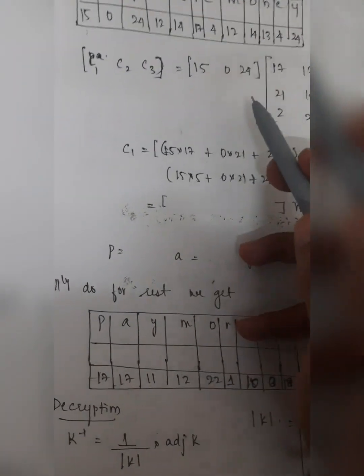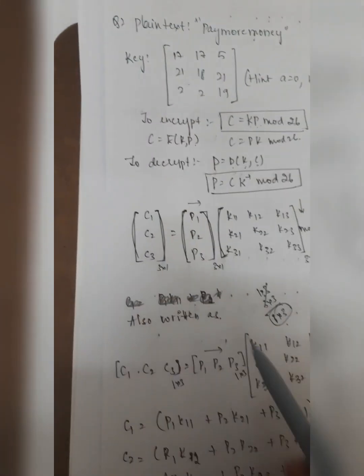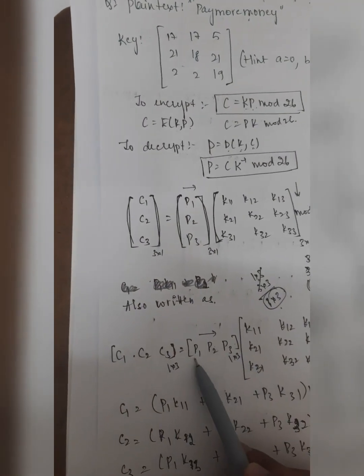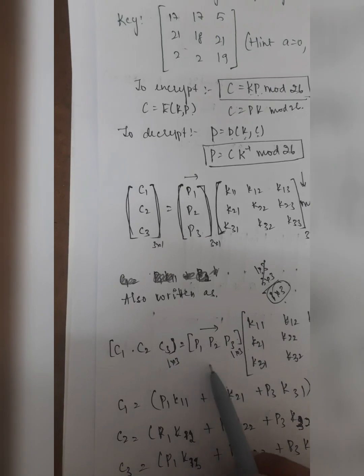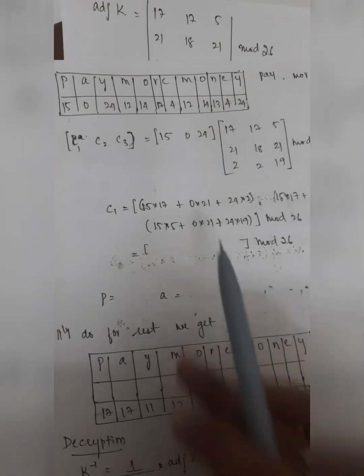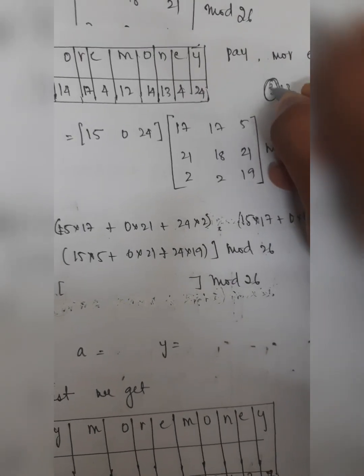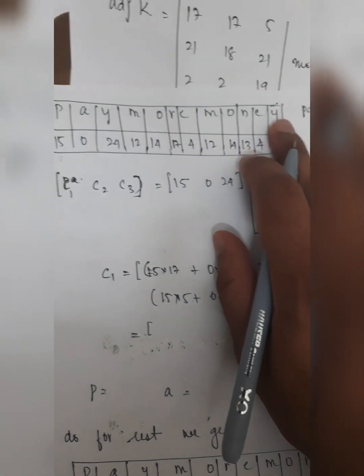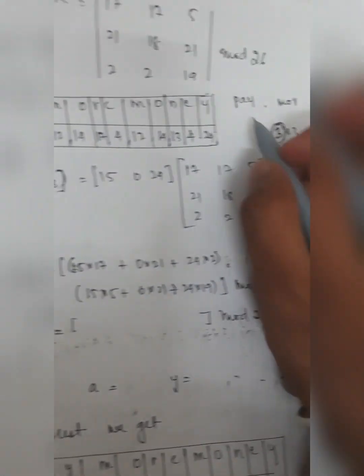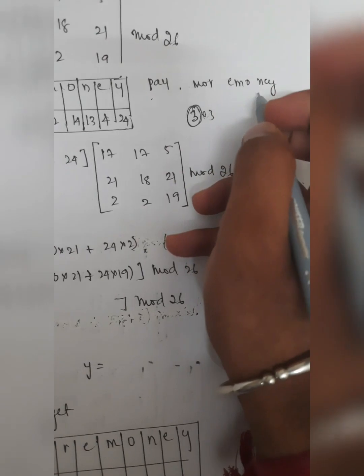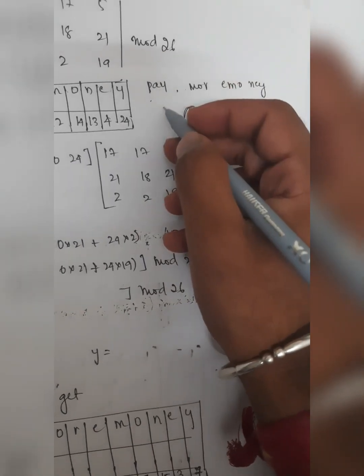Okay, this is very important because here when we take P1 P2 P3 as your plain text 1 2 3, at that time we'll write down the numbers, not the alphabets. Okay, now always remember this is a 3 cross 3 matrix, right? We have a 3 cross 3 matrix, so we can take only 3 elements at a time. So what we are doing, this "pay more money", we are dividing it into groups of three. So that is PAY, MOR, EMO and NEY. We will encrypt these separately and we will get the encrypted values.